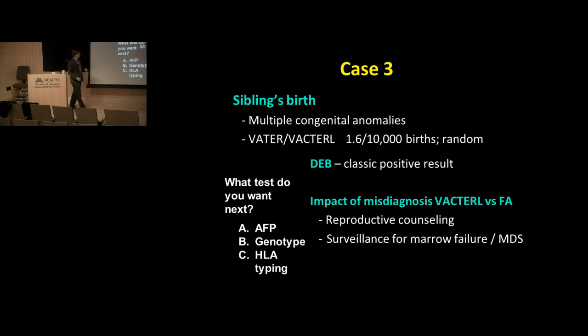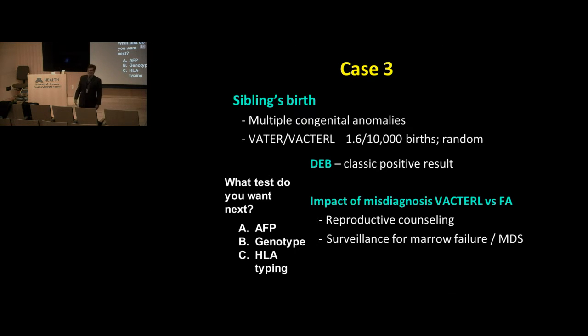So what test do you want to do next? So we now have this information here. If the patient's now diagnosed with FA, with these symptoms, what would you do next? Would you do AFP, genotype, HLA typing? And this is all you have. Okay, no one's going to answer? Okay, I'm going to ask the PhD, Angela, what would you do next?